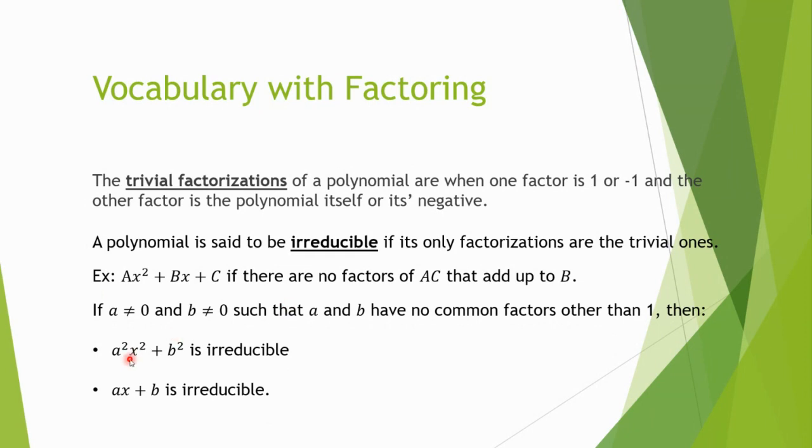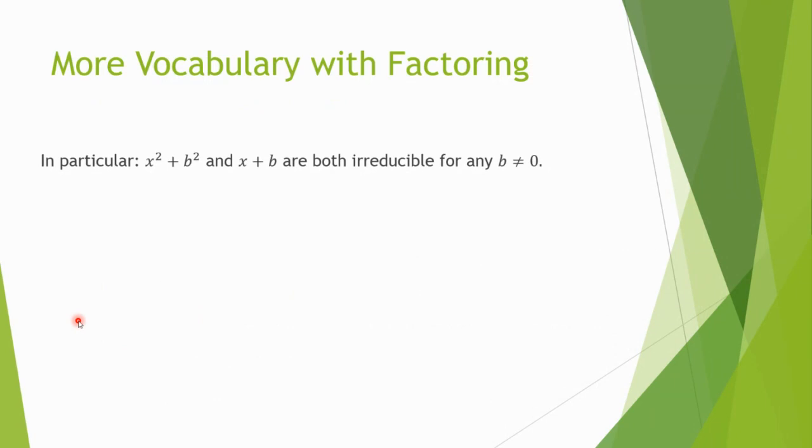Or to be a little more concrete, you can have something like this. A and B are non-zero. They don't have any common factors other than 1. It turns out these will be irreducible. You can't break them down any further. In particular, if we take A to be 1, you get this. We have x squared plus b squared and x plus b. Those are irreducible. You can't break those down any further, other than the trivial factorization.